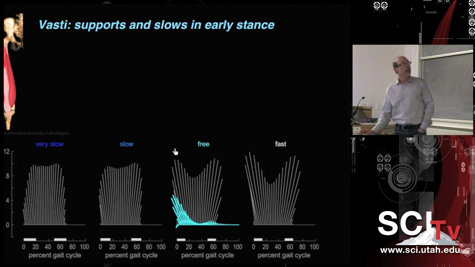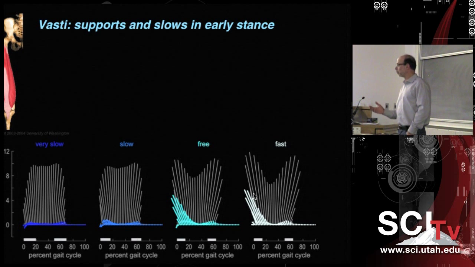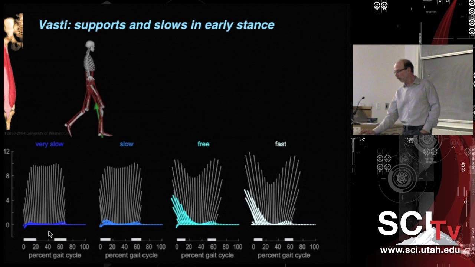Okay, so the vasti, the quadriceps here, support the body weight in early stance. So here's early stance, here's late stance. And it also slows you. Well, what about at fast speeds and at slow speeds? At fast speeds, the EMG turns up a little bit, force turns up, and it does more of the same. It produces a little more support, a little more braking. When going from free walking to slow walking, the quads basically turn off. They do almost nothing, whereas in free walking, we have a nice bent knee.